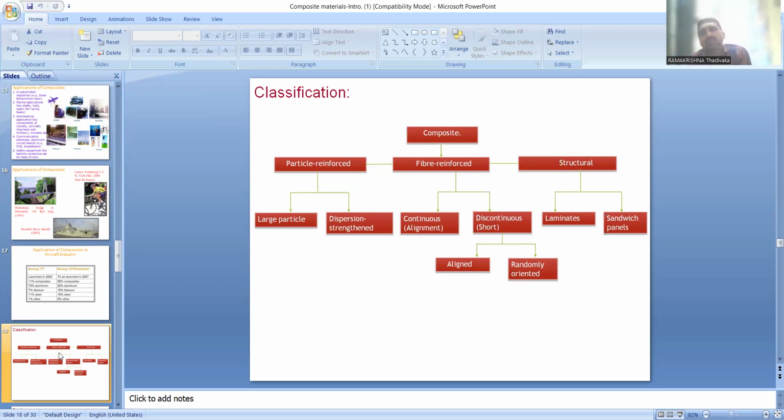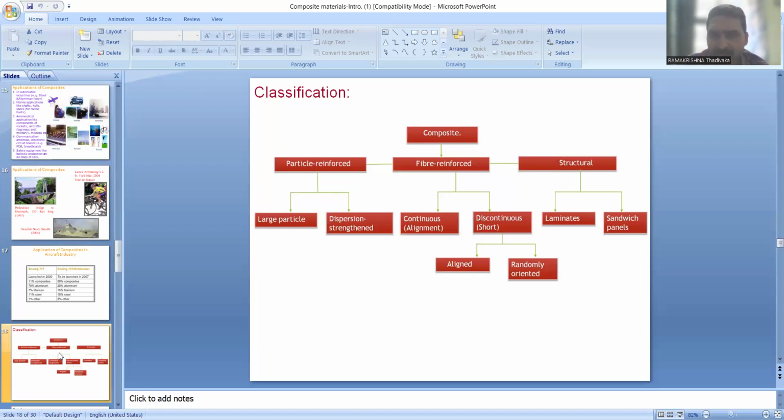Okay, see next one, let us discuss the classification. What are the classifications? Yes, two types. The composite can be classified into two types. One is the fiber based composite, next one is the matrix based composite. Fiber based composites are particle reinforced, fiber reinforced, structural. The particle reinforced composite: large particle, dispersion strengthened. Next, fiber reinforced: continuous and discontinuous. Next one is structural: laminates and sandwich panels. Okay, these are the classification of composites based on the fiber.